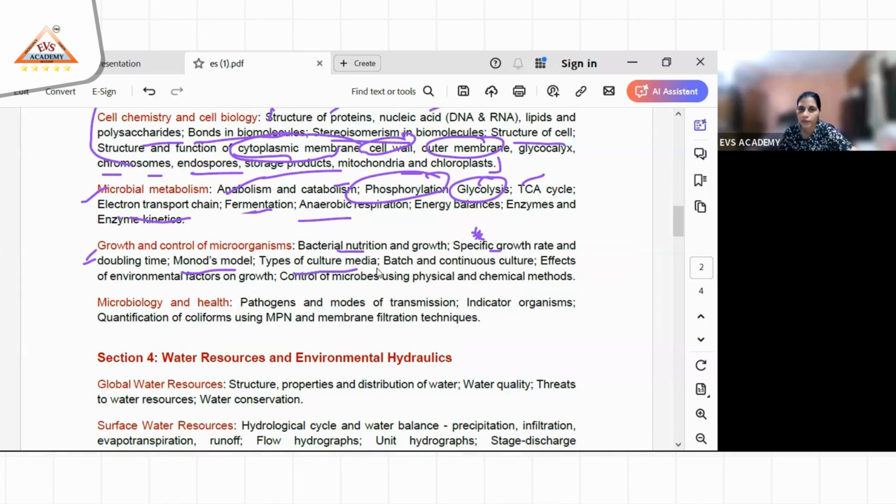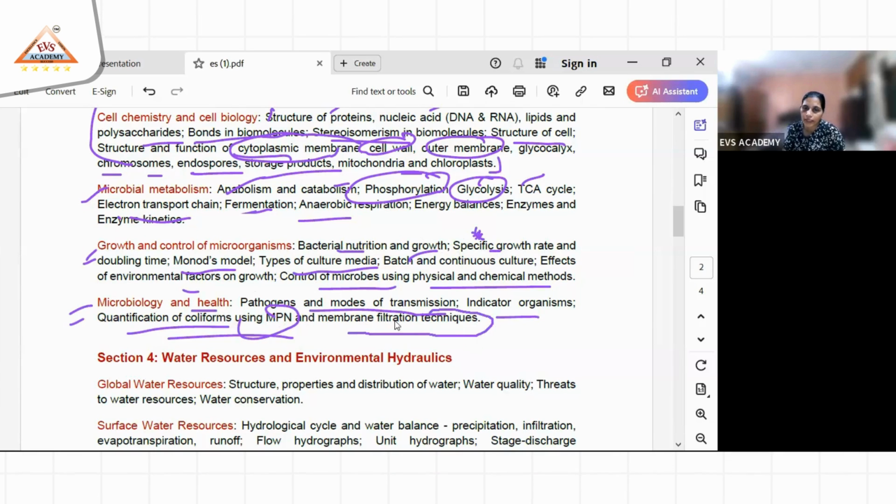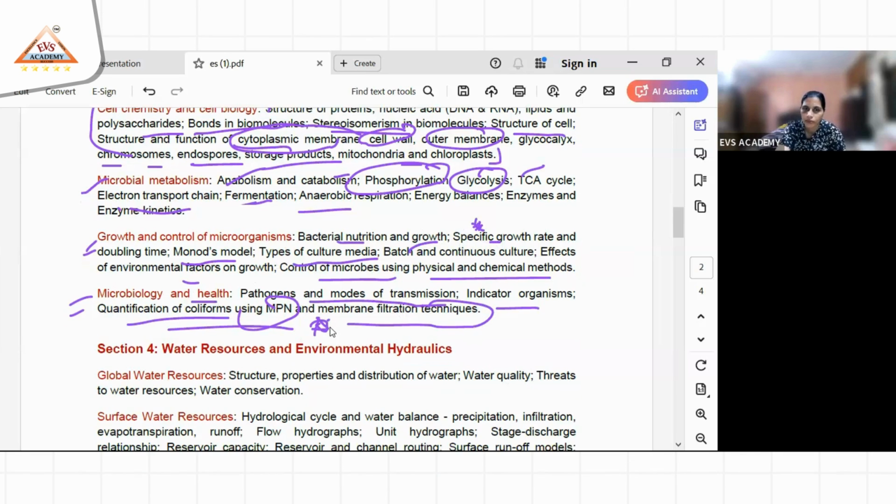Monod model, type of culture, batch and continuous culture, effect of different environmental factors on their growth. Okay, control of microbes using physical and chemical methods, how we can control the growth of these microbes. After this is microbiology and health: pathogens and mode of transmission, indicator organism. Okay, and quantification of coliform using MPN and membrane filter technique. Again, this portion is very important. This one, quantification of coliform using MPN.